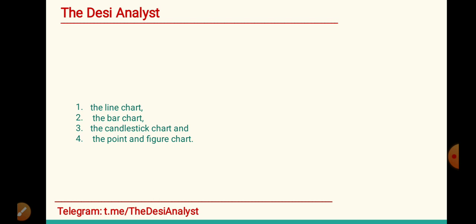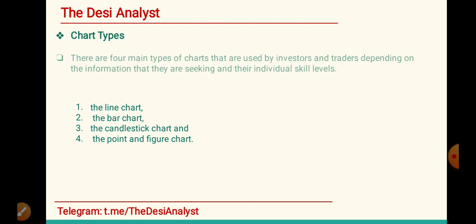The line chart, the bar chart, the candlestick chart, and the point and figure chart. Those are the types of chart that are available to see. There are four main types of charts that are used by investors and traders, depending on the information that they are seeking and their individual skill levels. The chart types are the line chart, the bar chart, the candlestick chart, and the point and figure chart.